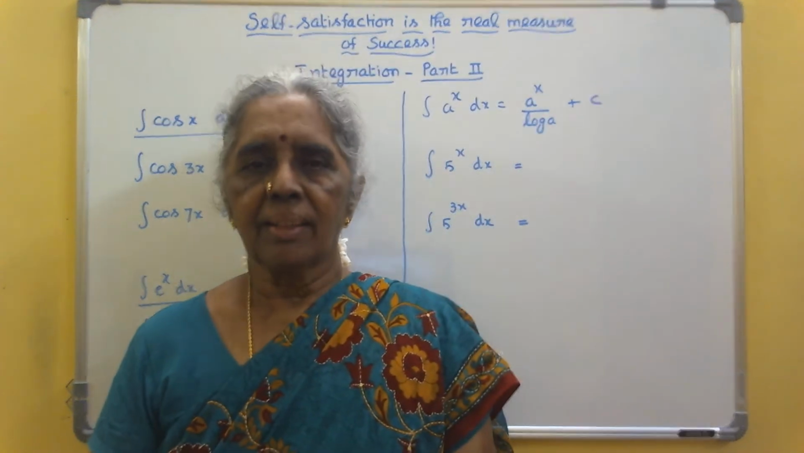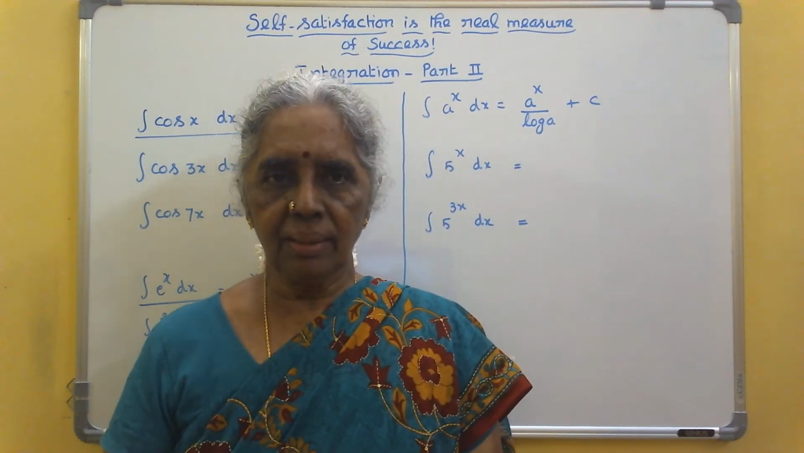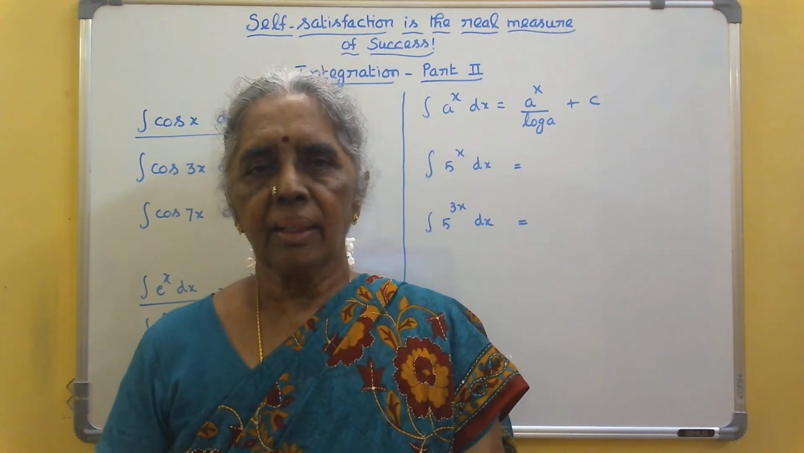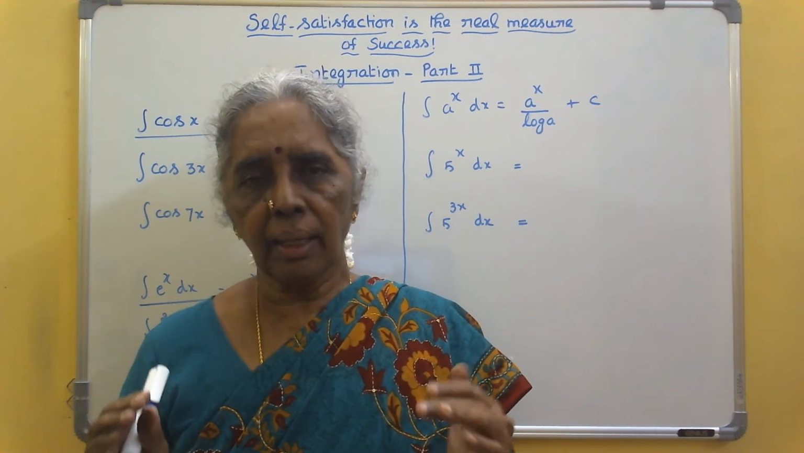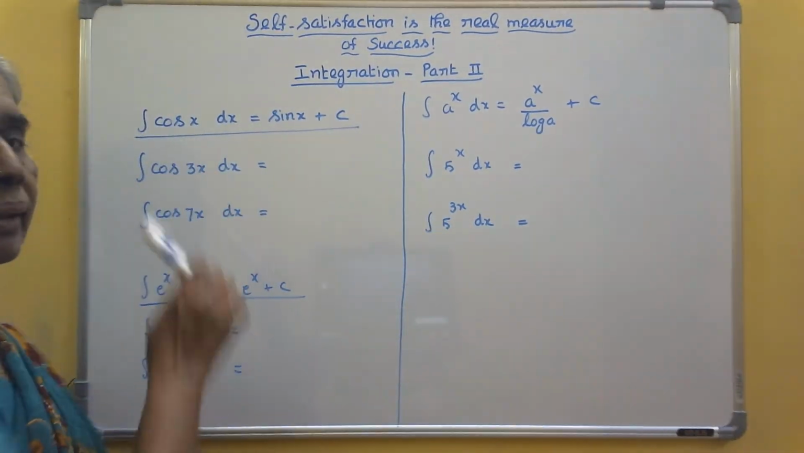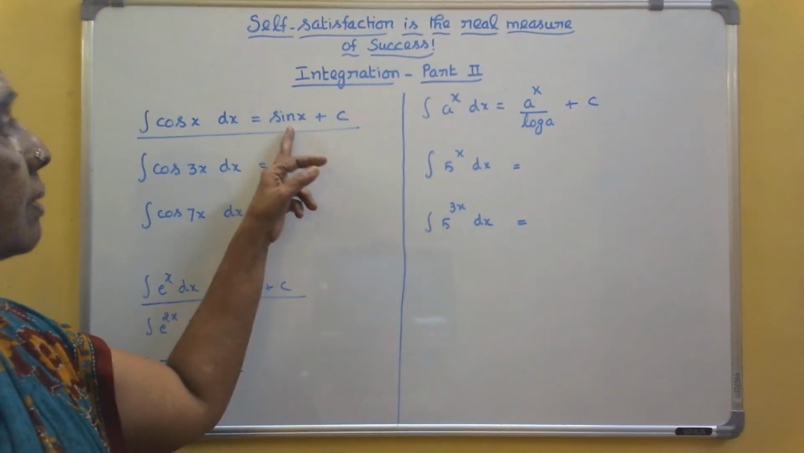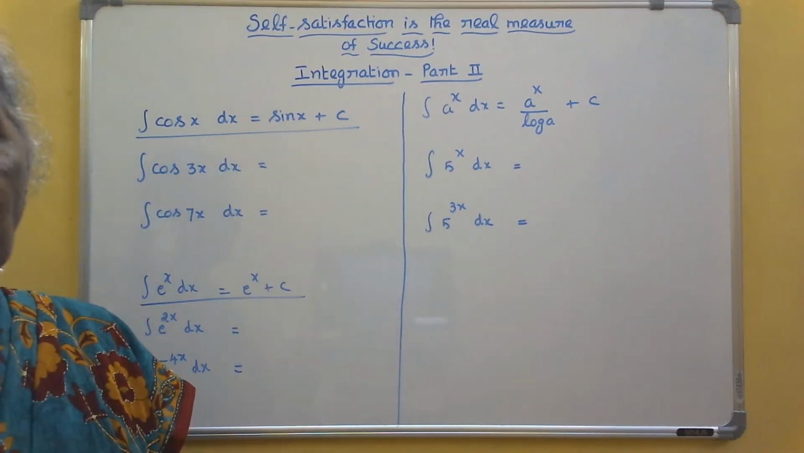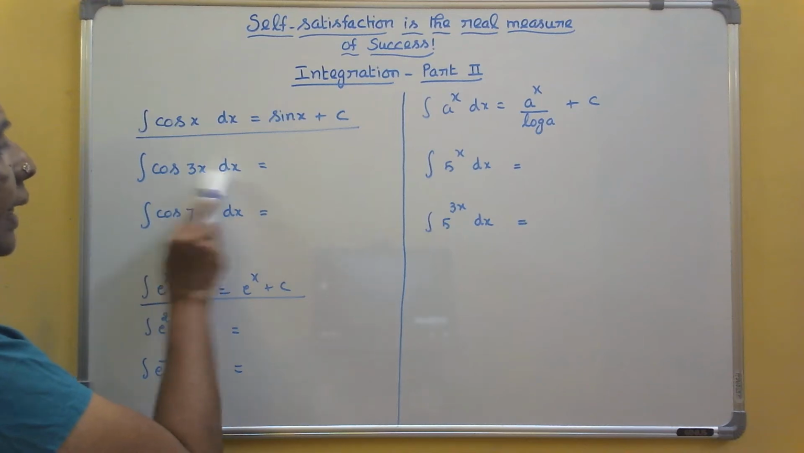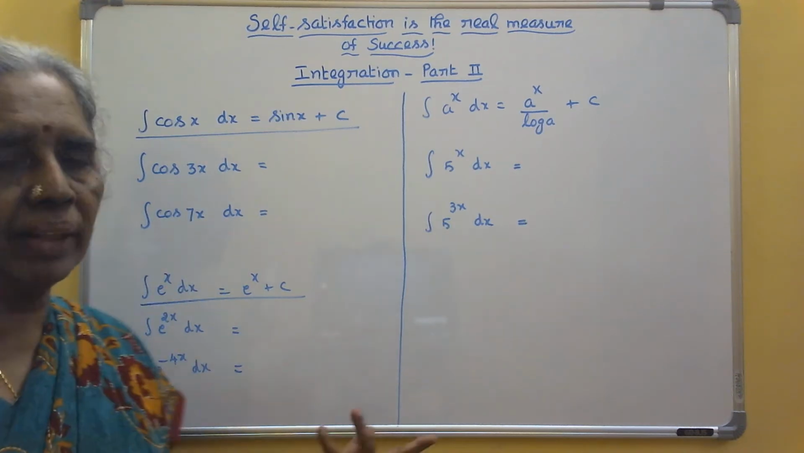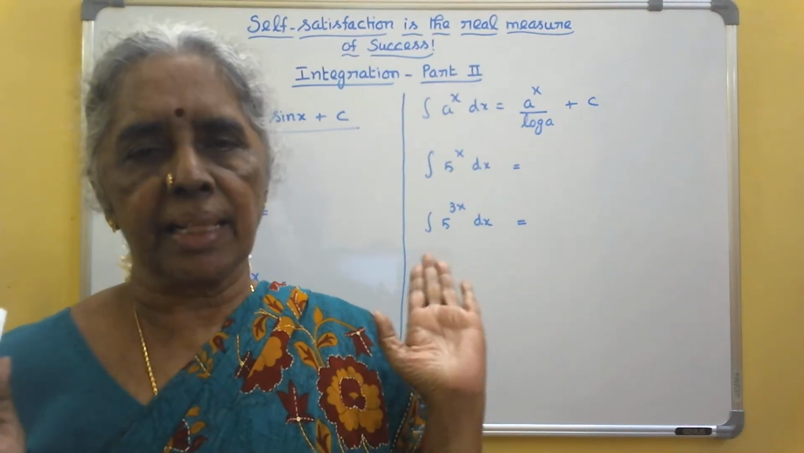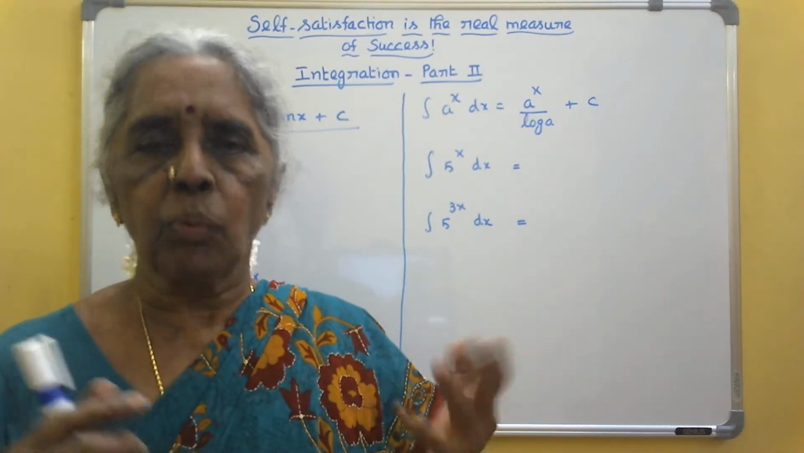Good day everyone. In part 1, you learnt 16 formulae and some basic sums, right? Now, let me tell you one other, different concept. You know, integral cos x dx is equal to sin x plus c. This is a formula. Now, supposing instead of that x you have cos 3x dx or cos 7x dx, that is, there is a coefficient before that x. In such a case, what to do?